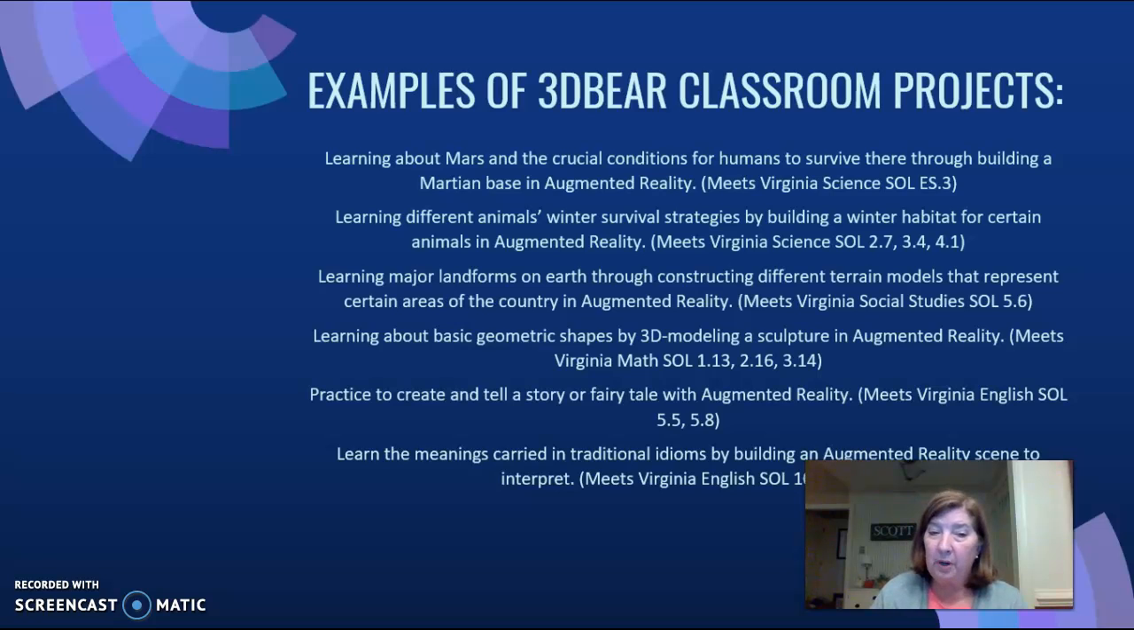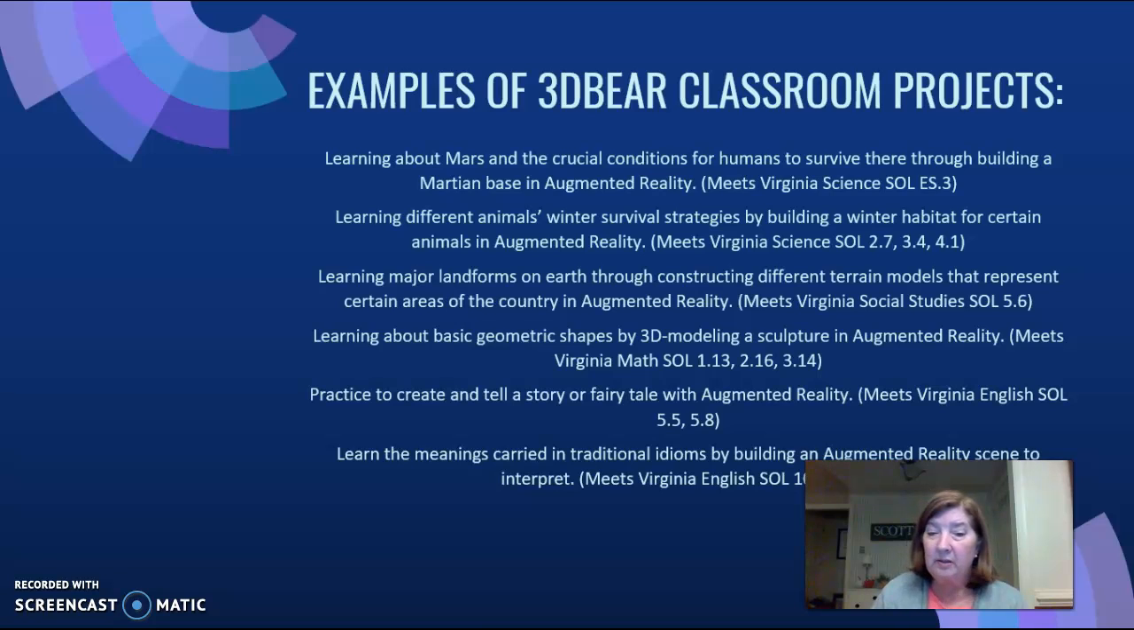A third project could be learning major landforms on Earth through constructing different terrain models that represent certain areas of the country and doing this in AR. This lesson would meet Virginia Standards of Learning for Social Studies 5.6.